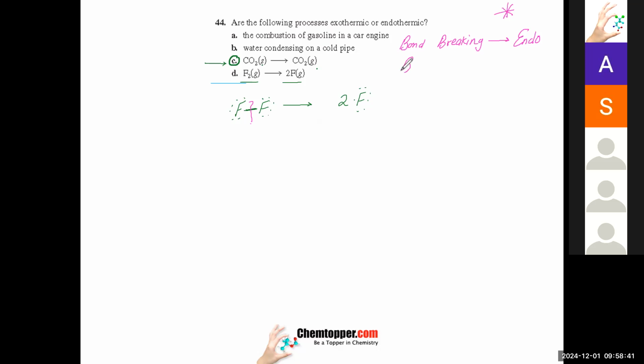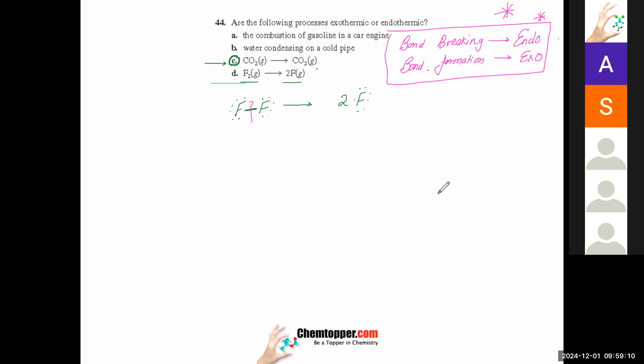And then bond formation is? Bond breaking is endo. Bond formation is? Formation means bond. Bond means attraction. Attractions are formed. More attraction, less energy. So bond formation is exo. Please write it down. We have to keep practicing it. We cannot afford error in this understanding.